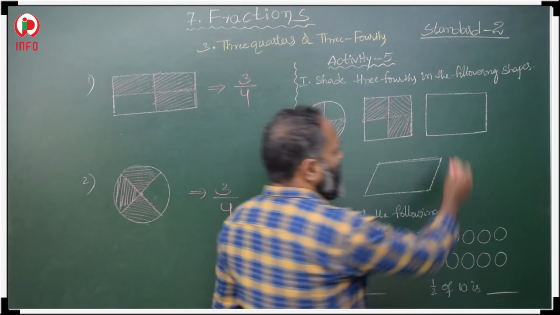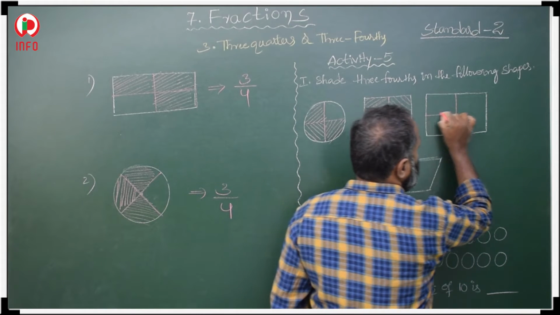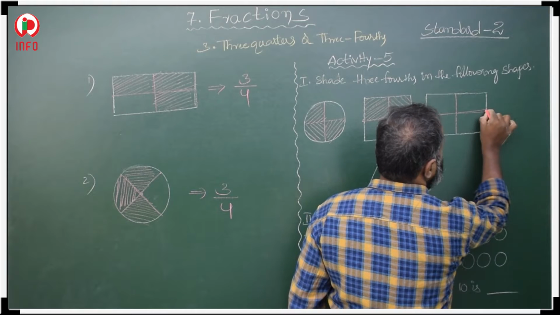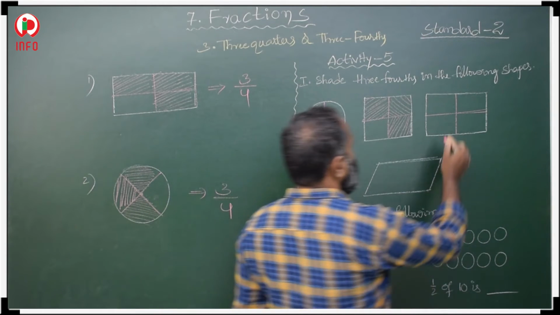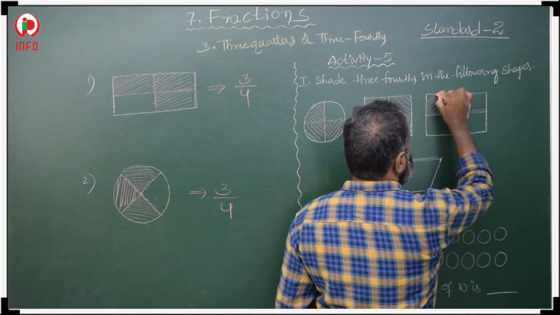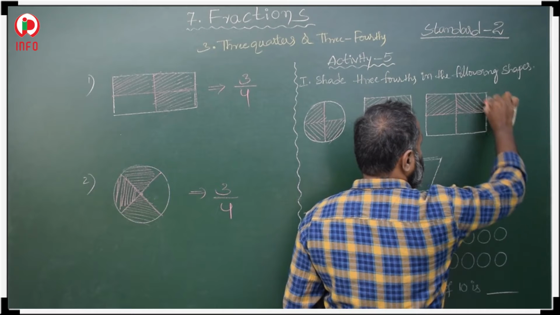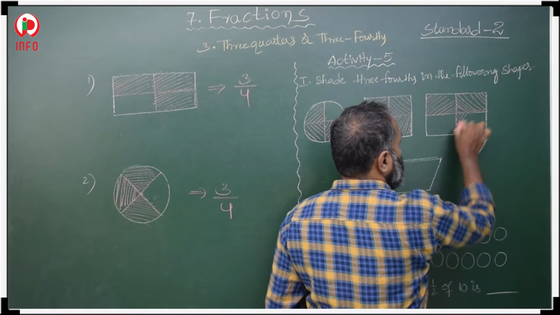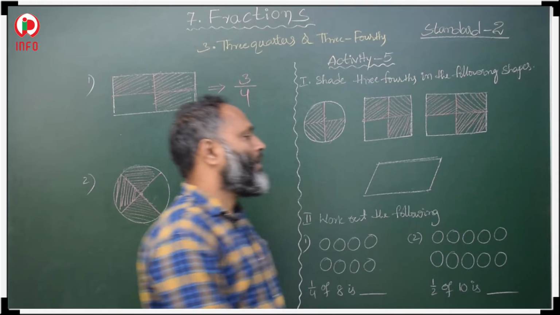Here in this rectangle, if we draw a vertical line and a horizontal line in the middle, now you shade 3 quarters. 3 quarters means 3 1 by 4s, 3/4. This is first, this is second, this is third. 3 quarters we have to shade.